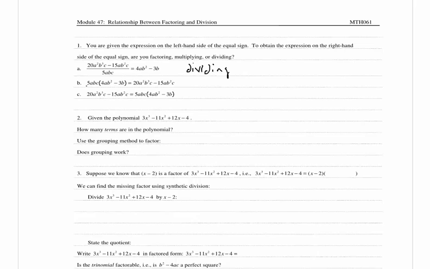In B, we have 5ac times 4ab squared minus 3b, and that's equal to 20a squared b cubed c minus 15ab squared c, and here we're multiplying. And in C, we have 20a squared b cubed c minus 15ab squared c is equal to 5abc times 4ab squared minus 3b, and here we're factoring.